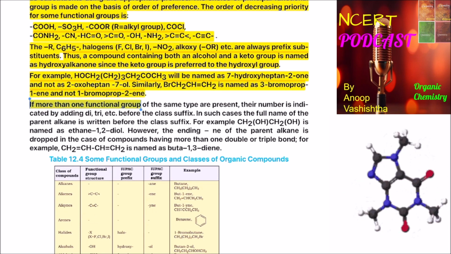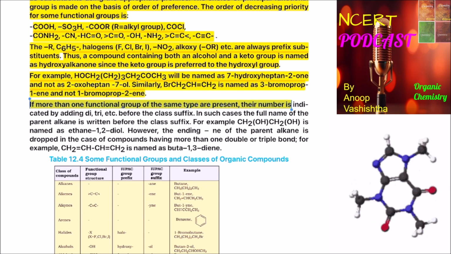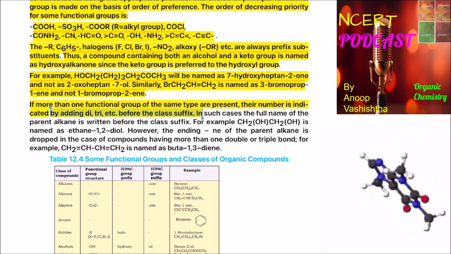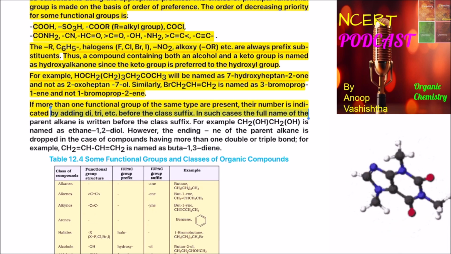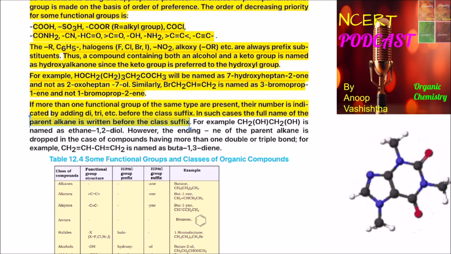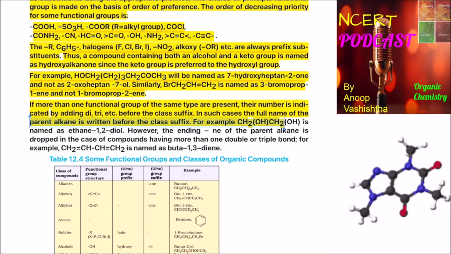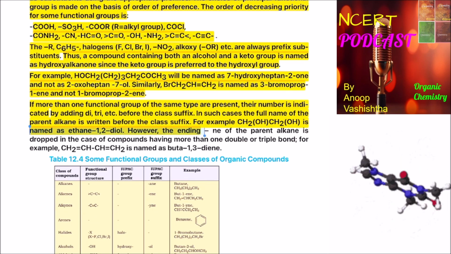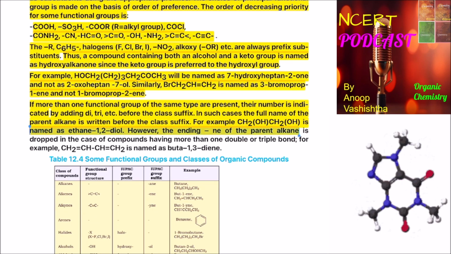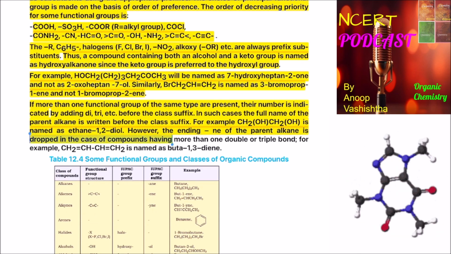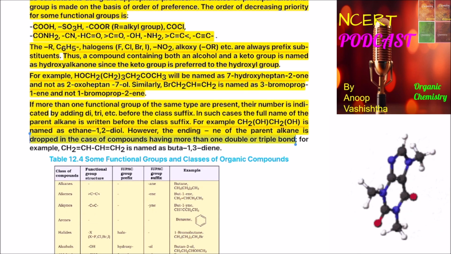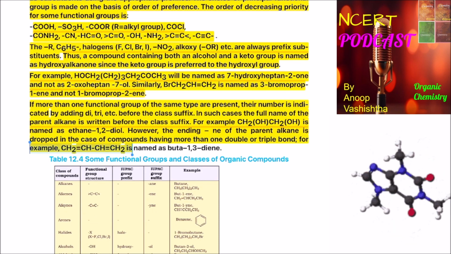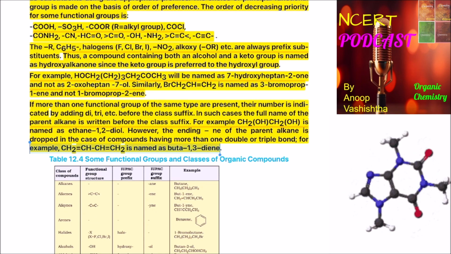If more than one functional group of the same type are present, their number is indicated by adding di, tri, etc. before the class suffix. In such cases, the full name of the parent alkane is written before the class suffix. For example, CH2OH CH2OH is named as ethane-1,2-diol. However, the ending 'ne' of the parent alkane is dropped in the case of compounds having more than one double or triple bond. For example, CH2=CH-CH=CH2 is named as buta-1,3-diene.